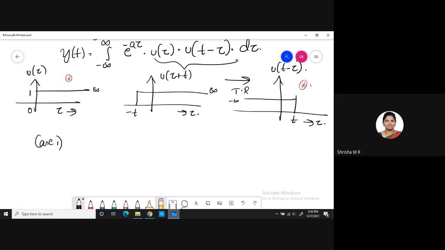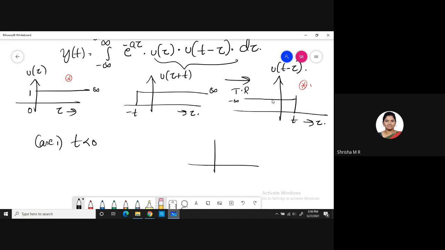So we are fixing this. This waveform is fixed. You have to vary this waveform with respect to this. So how will you vary? What is the case one? Case one is if t is less than 0. Okay. If t is less than 0, what happens?